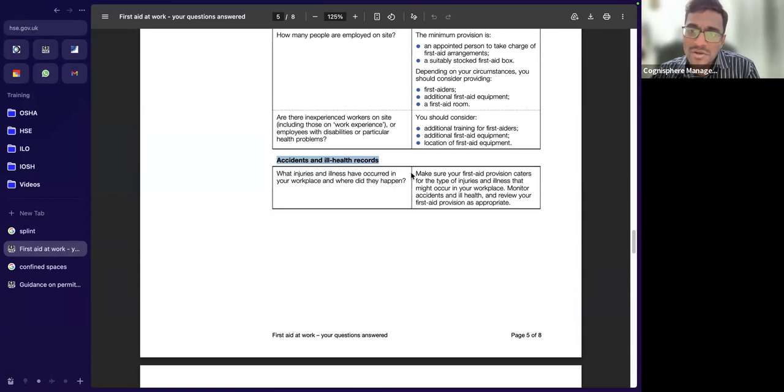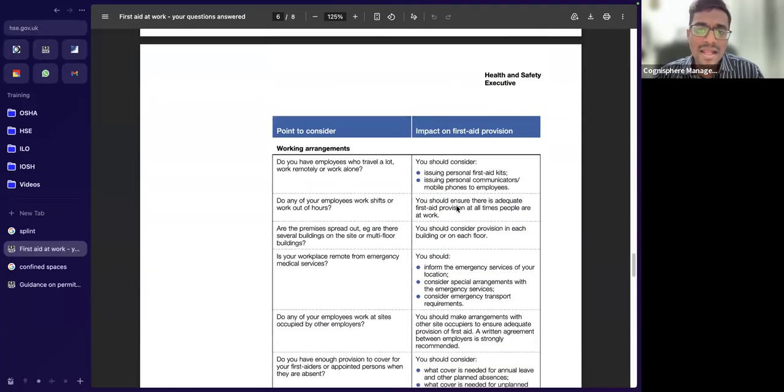So make sure your first aid provision caters for the type of injuries, because if there are multiple incidents occurring at the same time, one first aider may not be adequate, because it is a type of workplace where accidents occur more frequently. So when 2 or 3 incidents occur simultaneously, that means you need to increase the number of first aiders or your arrangements, maybe more than one first aid box.